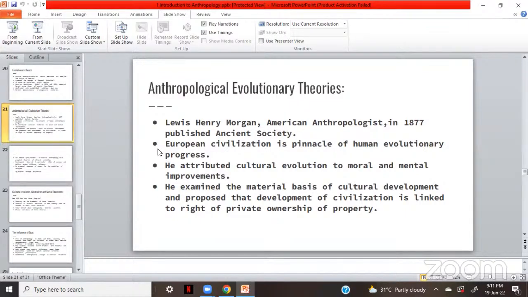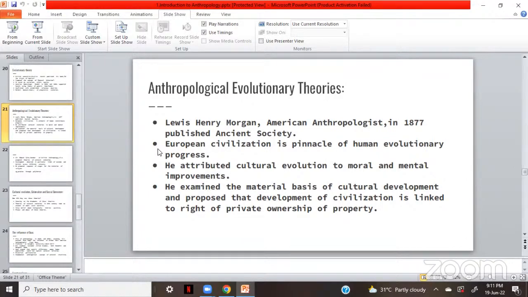So basically, he said that cultural evolution is directly related to moral and mental improvement. So if a society or a particular culture has evolved, it automatically affects the morals of the entire society as well as the mental improvements of that particular society.